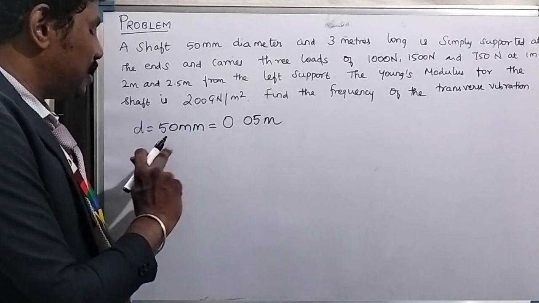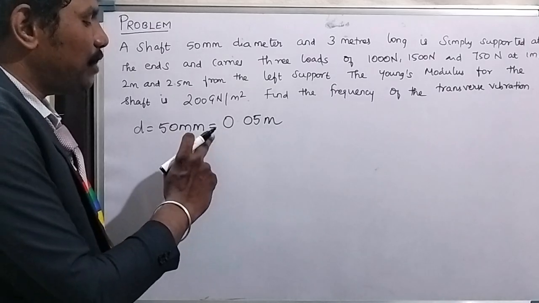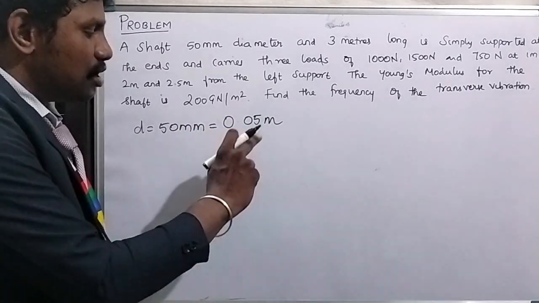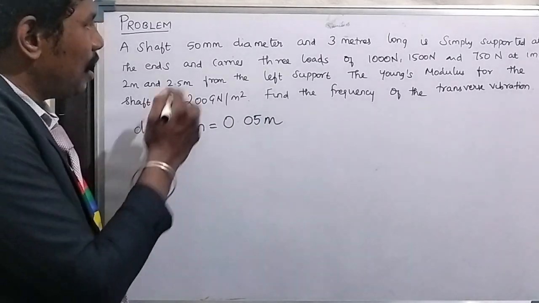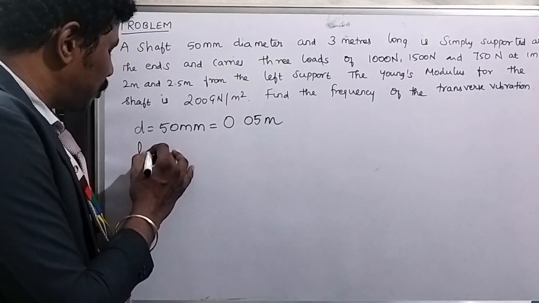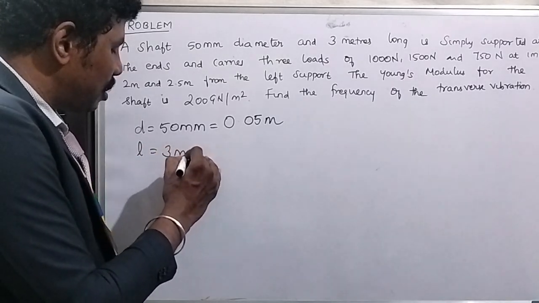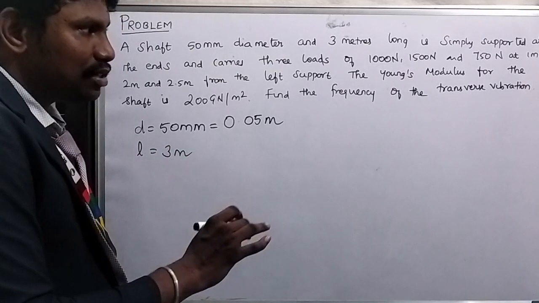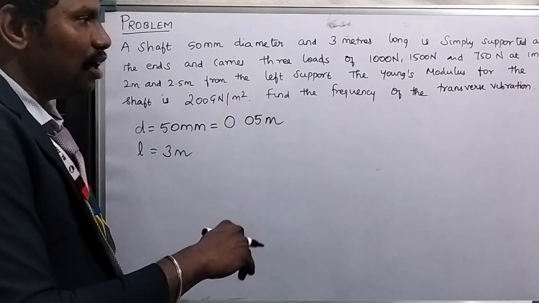So the diameter is given. Diameter is 50 mm, so we have to convert that into meters. So it will be 0.05 meter. And the next thing that is given is the length of the shaft. So the length of the shaft is 3 meters. It is already given in meters, so there is no need to convert it.